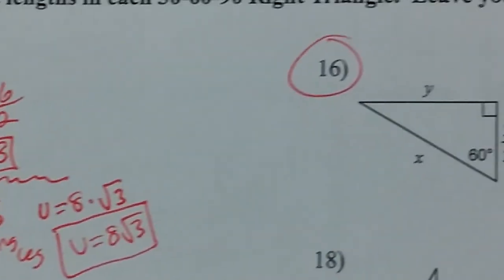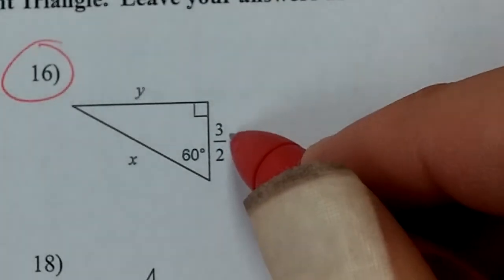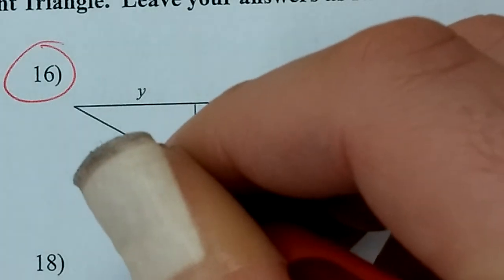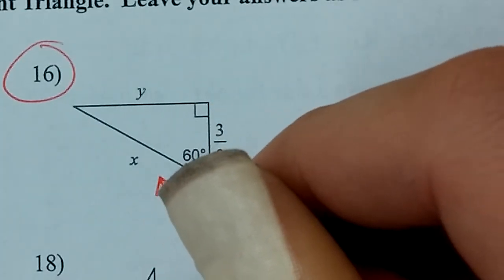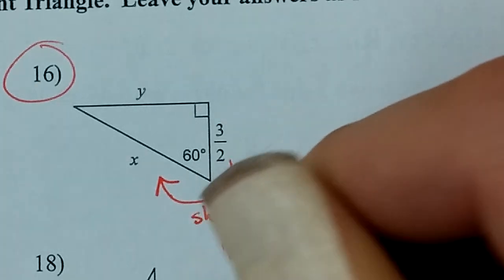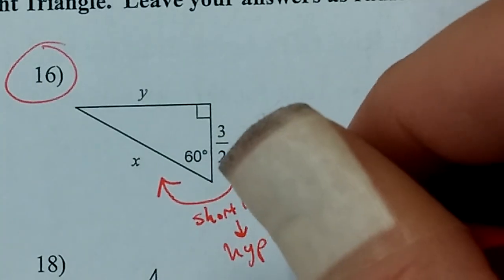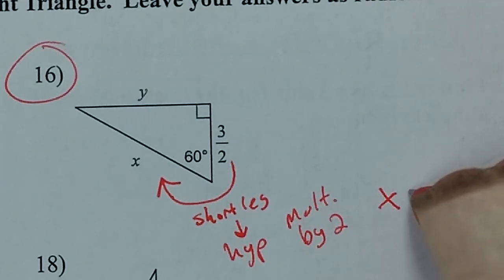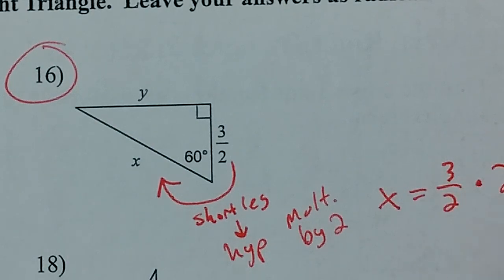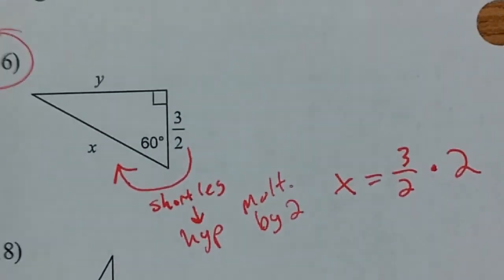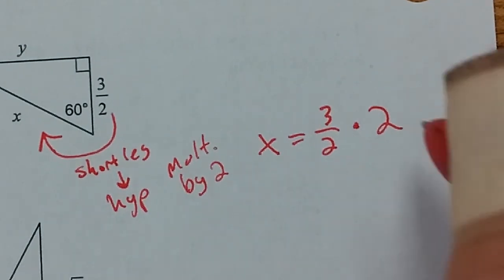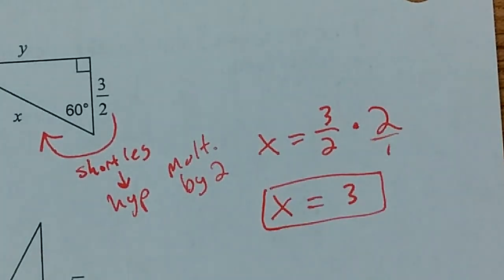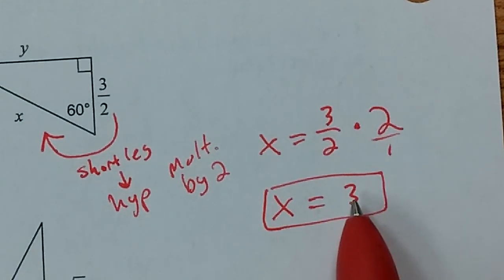Let's look at number 16 in the practice. 3 over 2 is given to you. X is your hypotenuse, so short leg to hypotenuse. Starting there, we know from the diagram we're going to multiply by 2. So x is going to equal 3 over 2 times 2. That's really 2 over 1, which leaves you with x equals 3. So the hypotenuse in this case is 3, twice as big as 3 over 2.